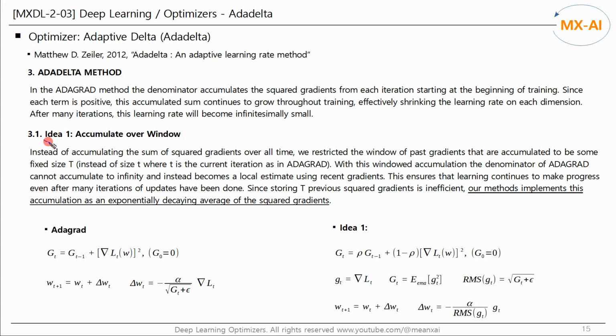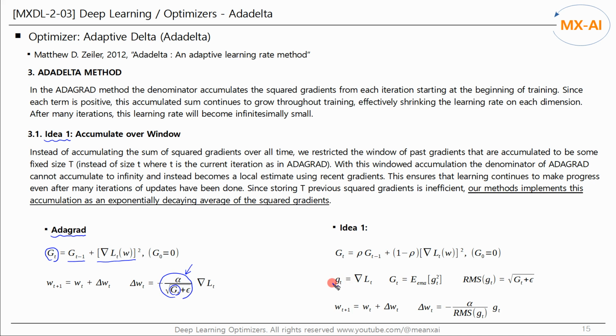Let's look at the first idea presented in the paper. The Adagrad optimizer seen in the previous video is as follows. G in the denominator accumulates the squared gradients from each iteration starting at the beginning of training. In this formula, since each term is positive, this accumulated sum continues to grow throughout training, effectively shrinking the learning rate on each dimension, W. After many iterations, this learning rate will become infinitesimally small.